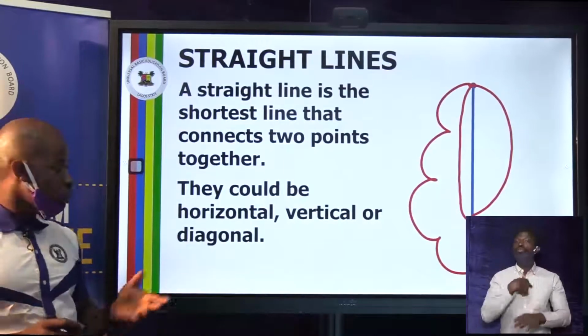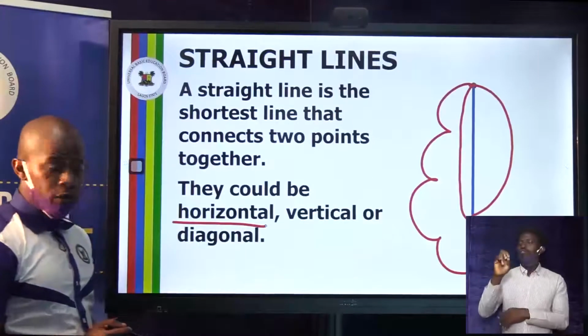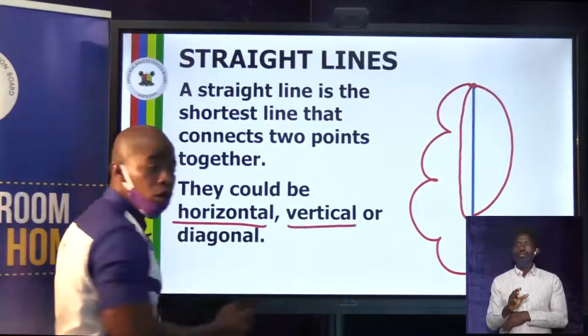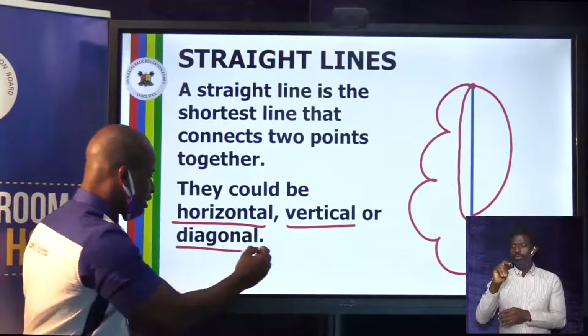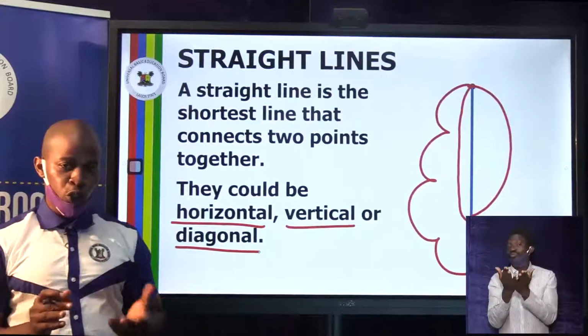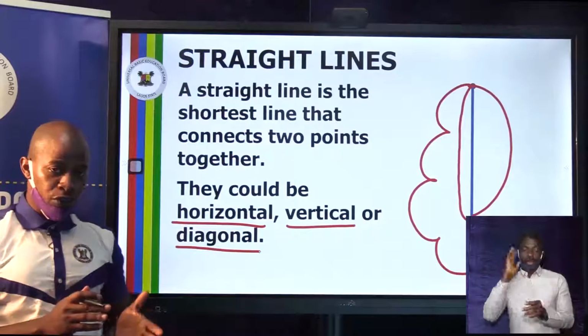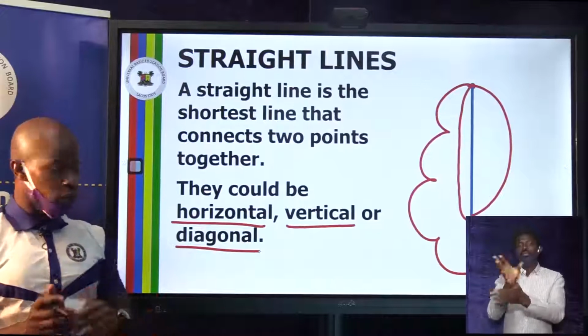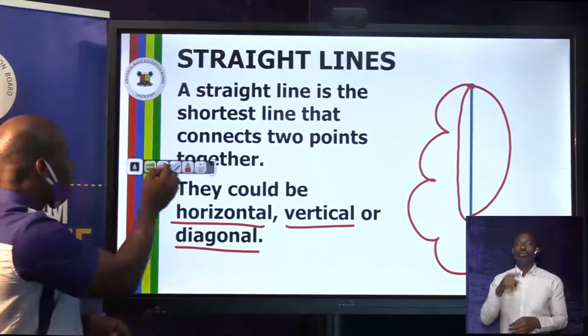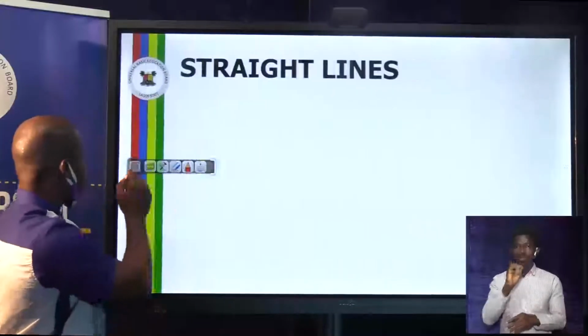Now, straight lines could be what we call horizontal, they could be vertical, they could be diagonal. And these are keywords that you should put down in your notebooks. In the subsequent slides, I will be showing you how to differentiate between horizontal, vertical, and diagonal lines. So you just give me your 100% attention and you will see what that's all about.